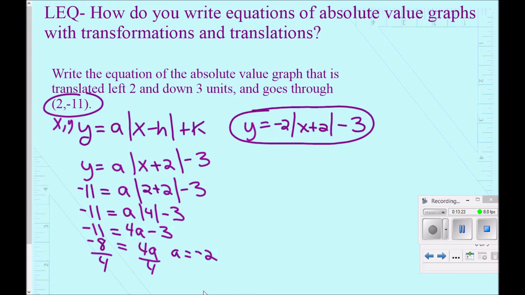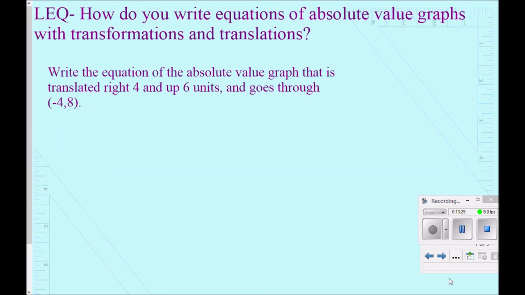Okay, we'll try one more here. So this one, go ahead and copy that into your notebook. This time we have translate right 4 and up 6, and it's going through the point -4, 8. So I'd like you to pause the video and try this and then play to check your answer.